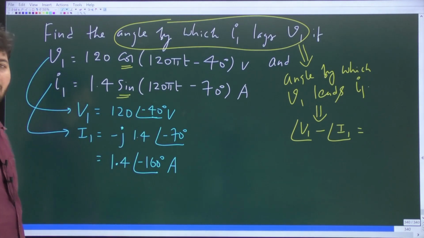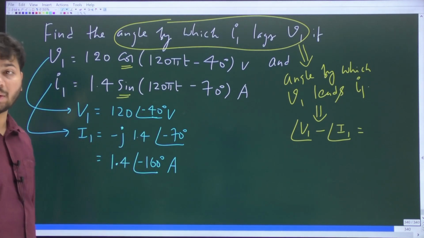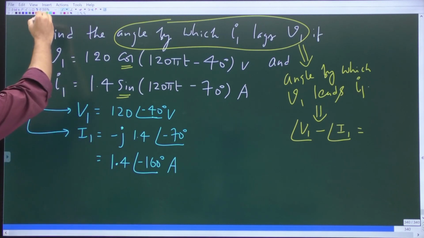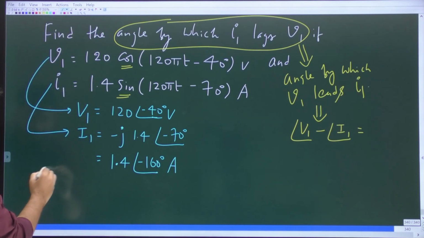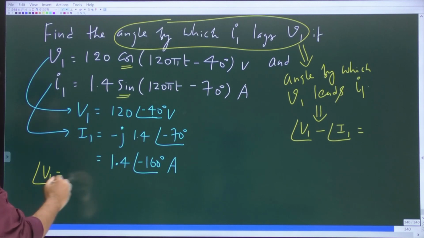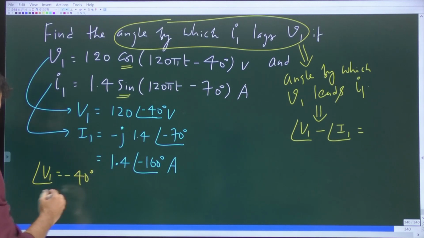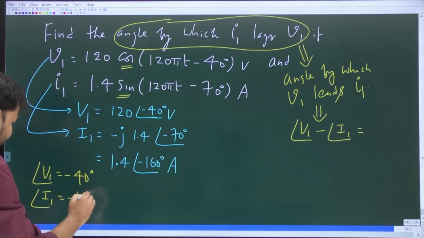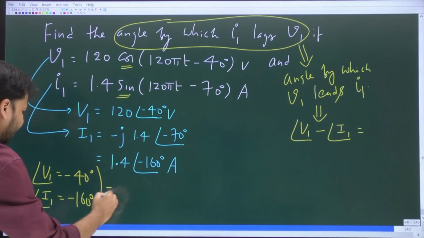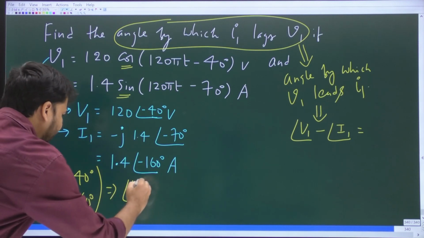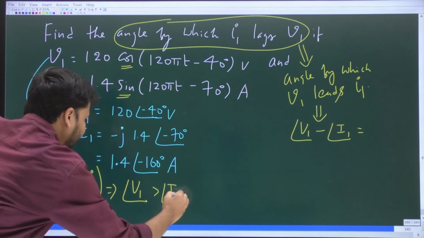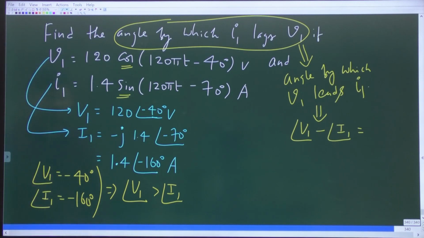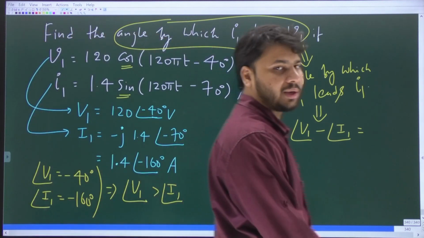So what is the angle of the voltage? It is minus 40 degrees. What is the angle of the current? Minus 160 degrees. So from this, can't we see that the angle of V1 is greater than the angle of I1? I mean, minus 40 degrees is greater than minus 160 degrees. So the angle of V1 is greater than the angle of I1.